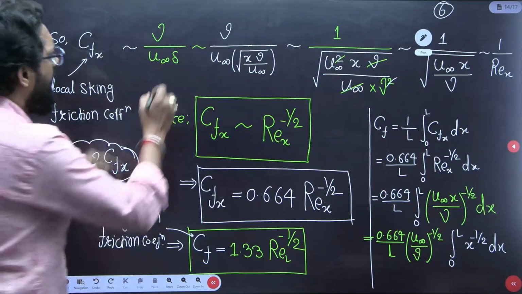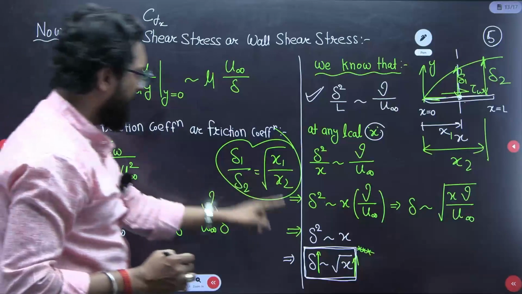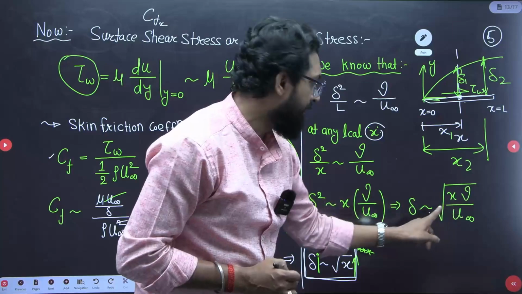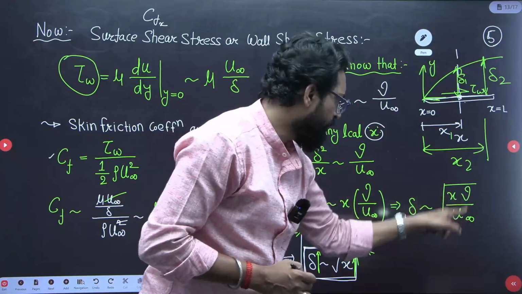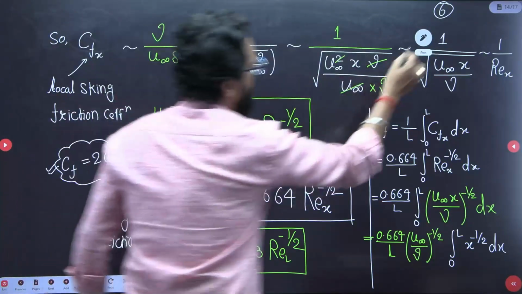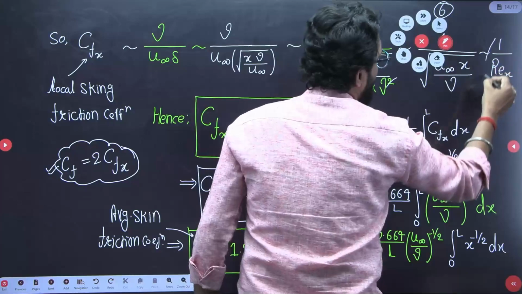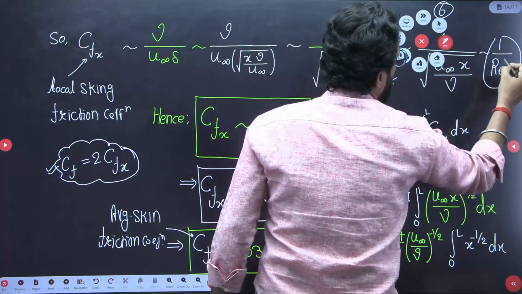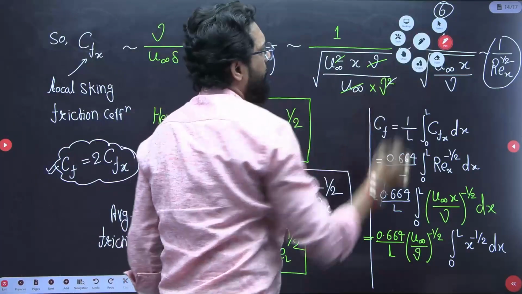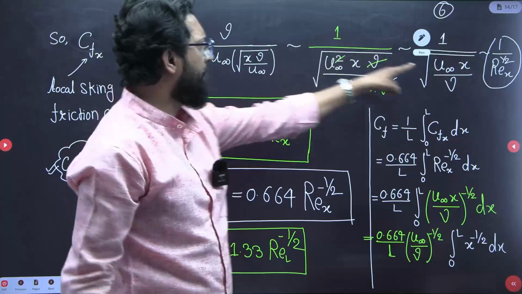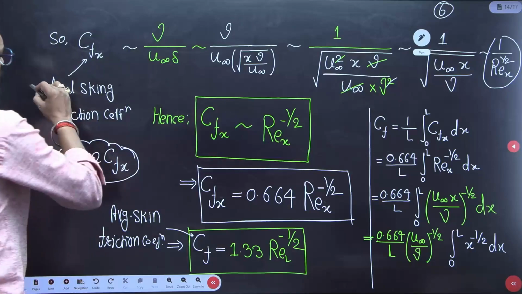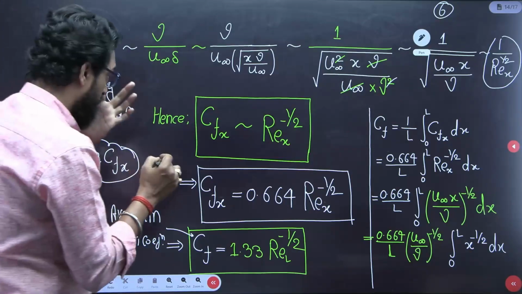So Cfx is of the order of mu over rho u infinity delta. And what is delta? You already know delta is the order of square root of x nu by u infinity. Put the value here and rearrange it. After rearranging, you get that this is the same as one over the square root of Re x. This is called the local skin friction coefficient. Hence, very important.